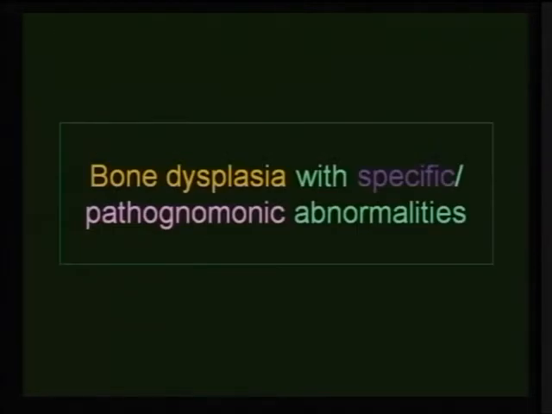Bone dysplasia with a specific pathognomonic abnormality. Those things you have no excuse. It is only 1-2 findings in each one, and it will give you the diagnosis. We should know those specific things.